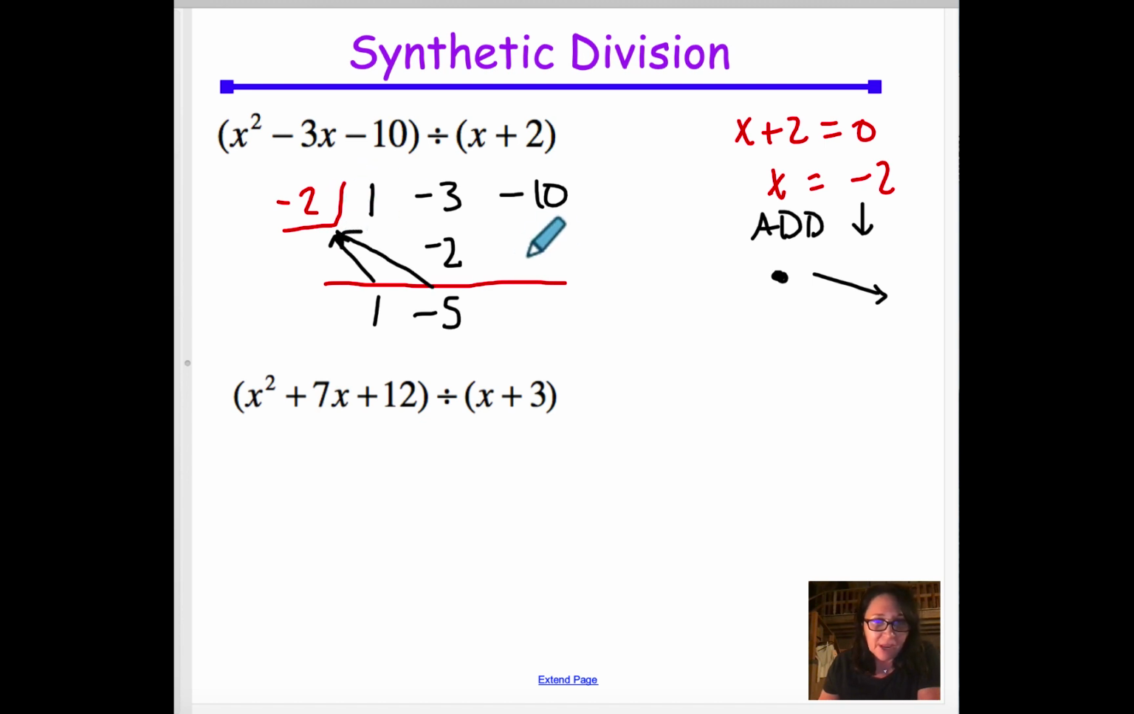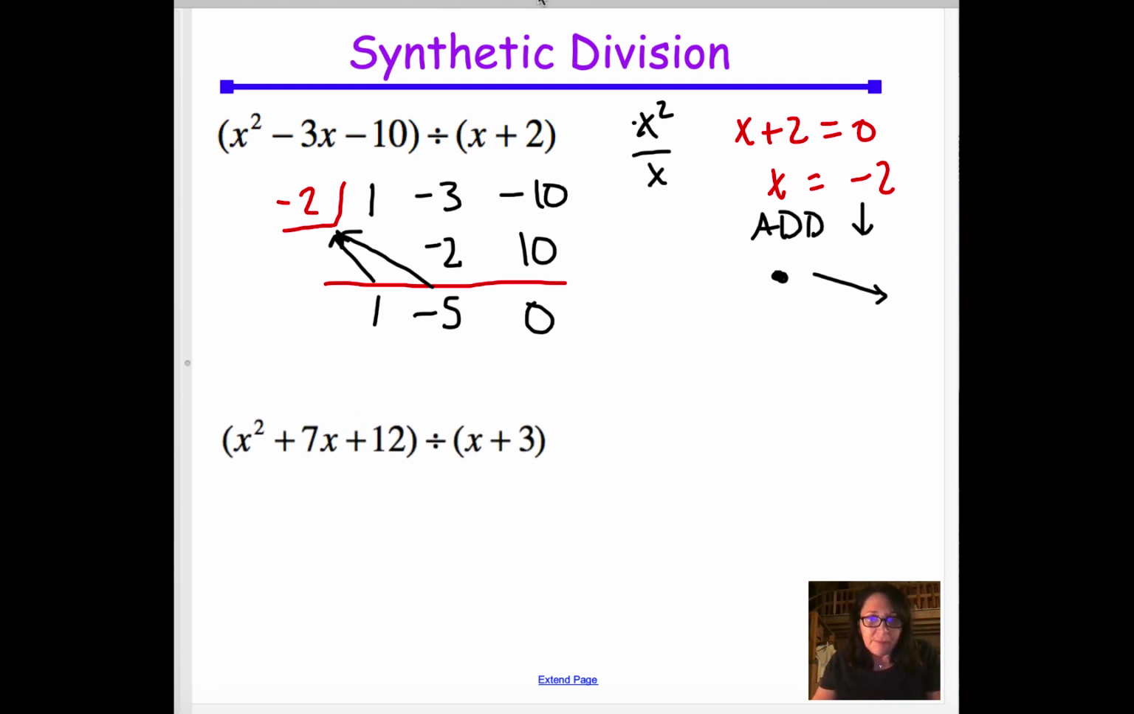So again, you're going to have your little box, and your divisor, which is this value here, is going to be as if it was set equal to 0. So that would be a negative 3. And then the coefficients are right here, synthetic, without x's. So we have 1, and then 7, and then 12. And then remember, we add down. So 1 plus no value is 1. And we multiply across. So negative 3 times 1 is negative 3. Add down, multiply across. Add down, and we have a 0 remainder.